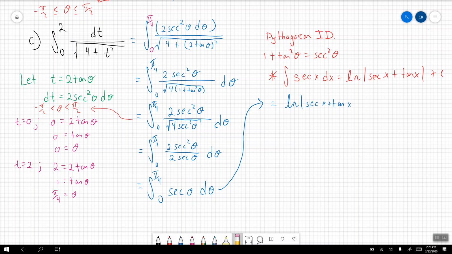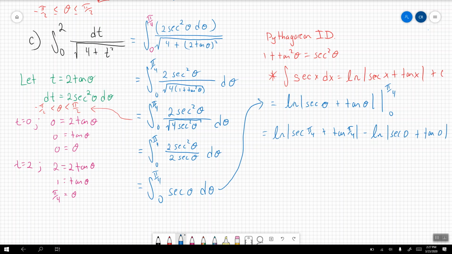Oh, excuse me, I was not using x. That was bad form on me. So secant of theta plus tangent of theta, and all of this is going to be evaluated from 0 to pi fourths. Which means evaluating this from 0 to pi fourths, this is going to be the natural log of secant of pi fourths plus tangent of pi fourths, minus natural log of secant of 0 plus tangent of 0.